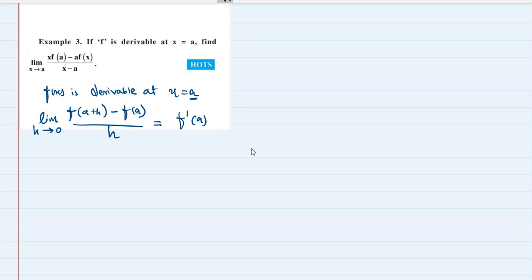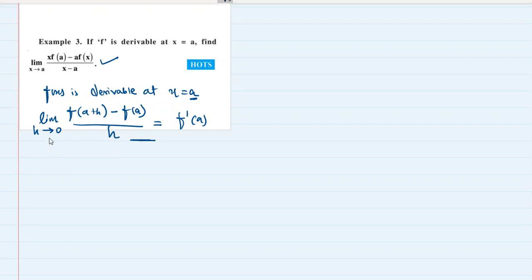So what we have to find? We have to find this, right? See, we know this. This is what the definition of differentiability tells us. That if a function is differentiable at a point, then its derivative is equal to the limit of f of a plus h minus f of a upon h when h tends to 0. Okay, this is the formula. This is basically the definition of the derivative of a function at a point a.